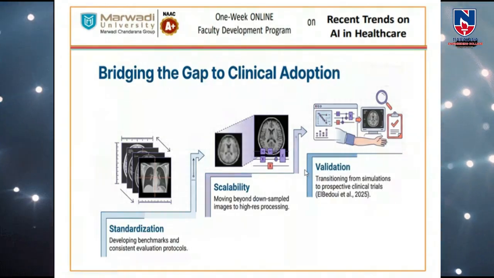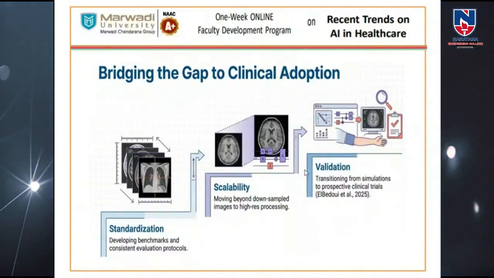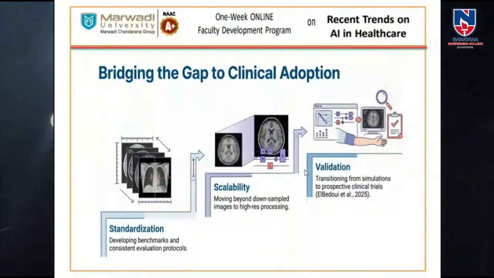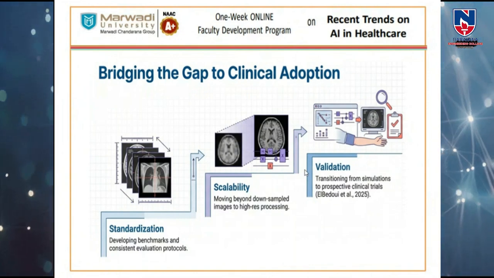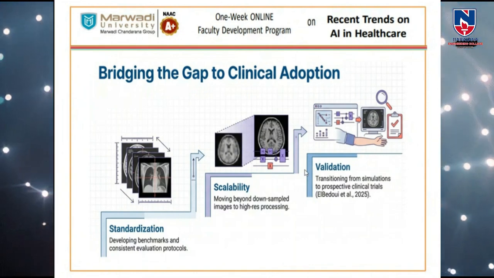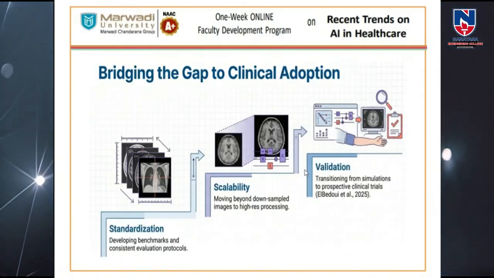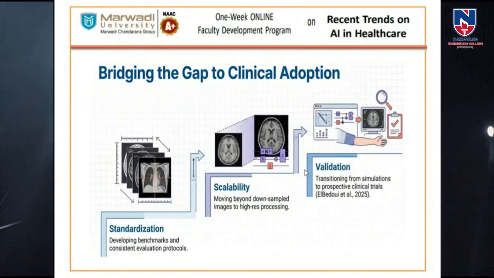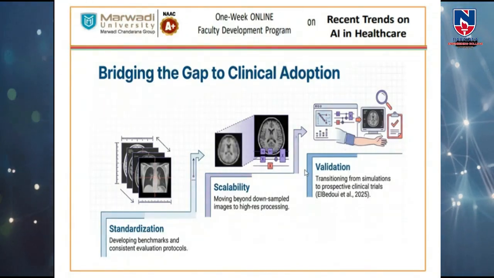While making any medicine, it will be tested on animals, like dogs and monkeys, before going to human beings, because that may cost the life of a human being. Of course, you need a lot of clinical trials that ensure that the models are safe, robust, and clinically meaningful.